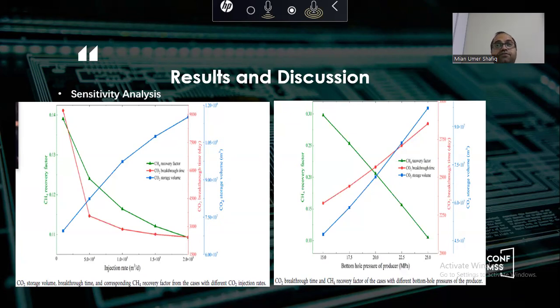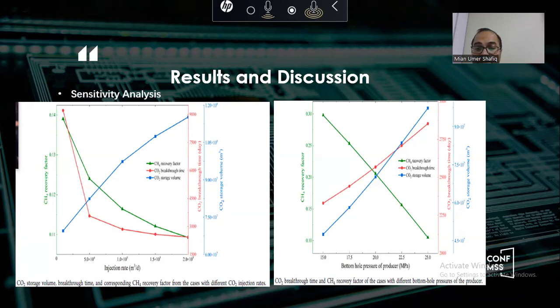If you see this first figure, figure number 4 on your right side, it shows the CO2 breakthrough time and CH4 recovery of the cases with different bottom hole pressure in the producer. From figure 4, you can determine that the shale gas recovery factor is significantly influenced by the bottom hole pressure.